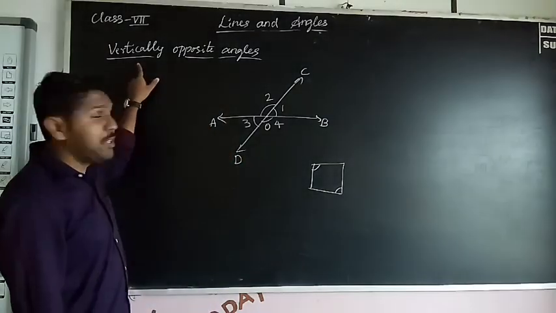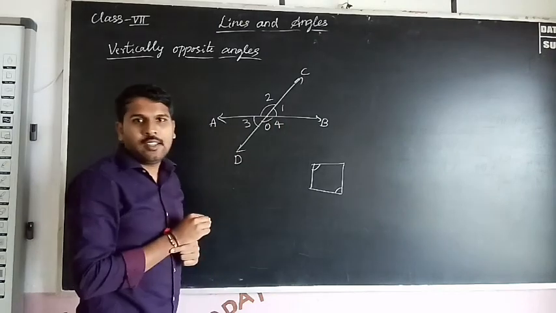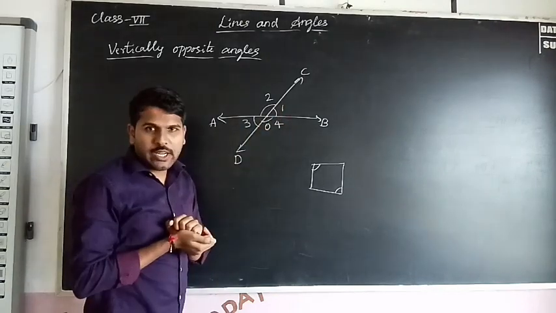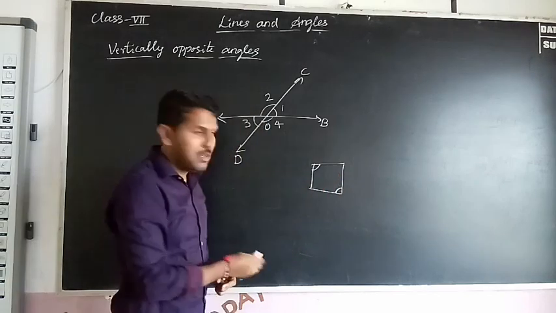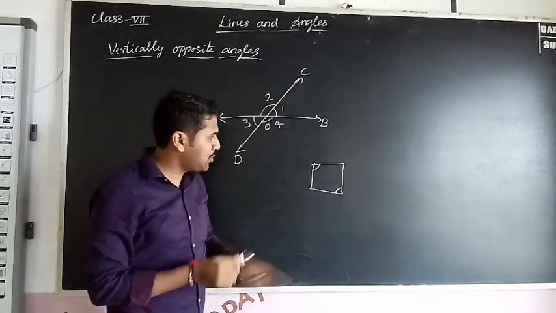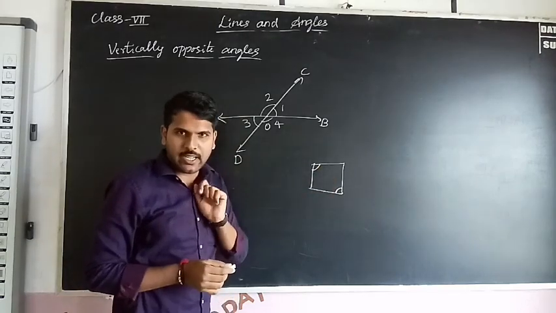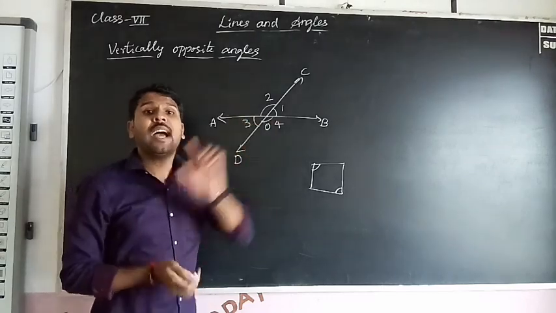But here we are using the word vertically. Vertically means vertex. So both angles are at the same vertex. If this is one angle and this is another angle, but the vertices are different, that's why we call them only opposite angles. But here the vertex is the same, that's why vertically opposite angles.